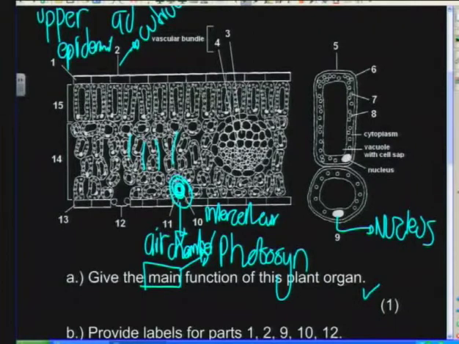Number 12, look here, they've asked you for that whole structure. It's a bracket. So if it's a bracket, it's not asking for the stoma, and it's not asking you for the two side ones, which are the guard cells. It's asking you for the whole structure. And remember what we said? Guard cells plus stoma is stomata. There we go, my stomata.